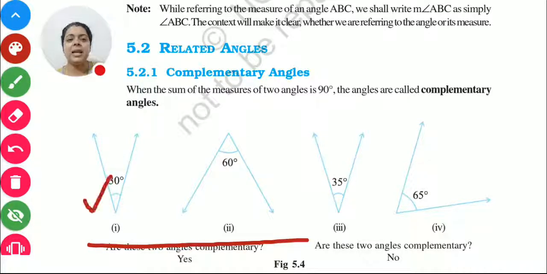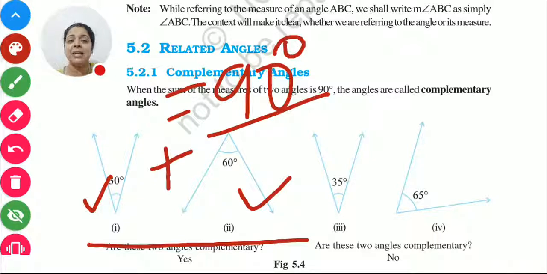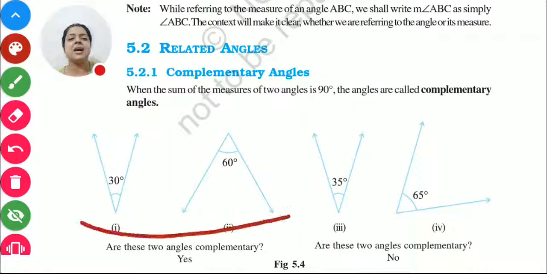So let's go for the first one. It's angle 30 and angle 60. When you add them up, 30 plus 60 makes 90. So when two angles are added and we get the answer 90 degrees, we can say that this is a complementary angle. These two are complementary angles because the sum total of both angles is 90 degrees. That's why it is known as a complementary angle.